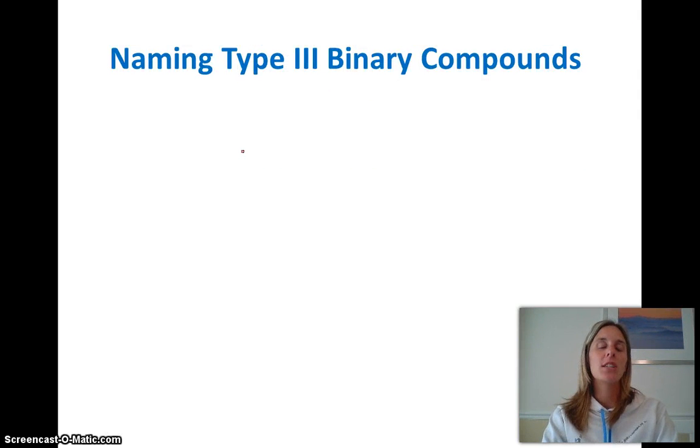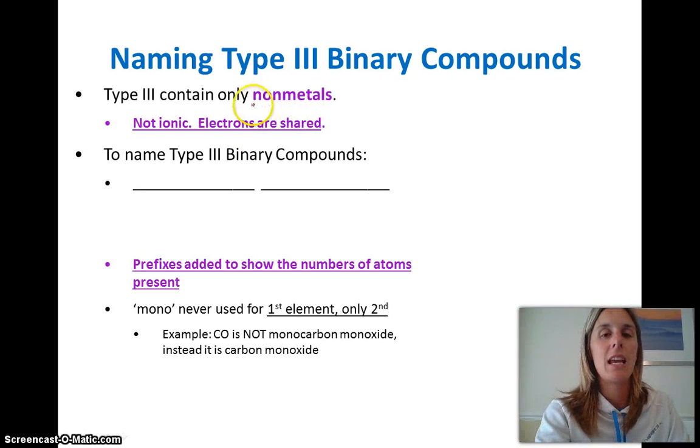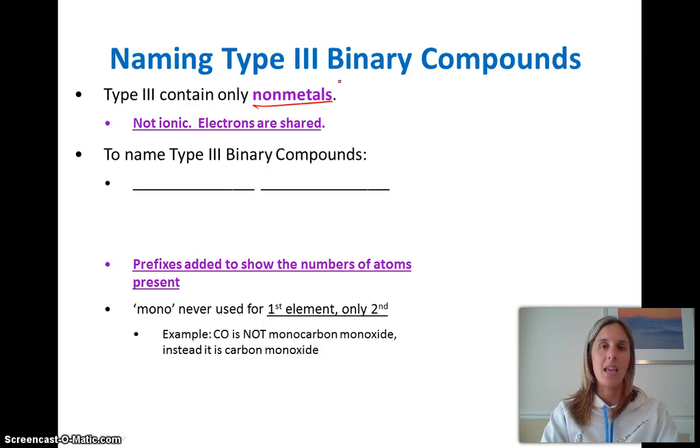Those are going to be called our type 3 binary compounds, and they're very different from our ionic compounds because these guys contain only nonmetals. That's it. So these are going to contain elements that are found only on the right side of your periodic table. So if you see no metals present, you want to use this set of naming rules.